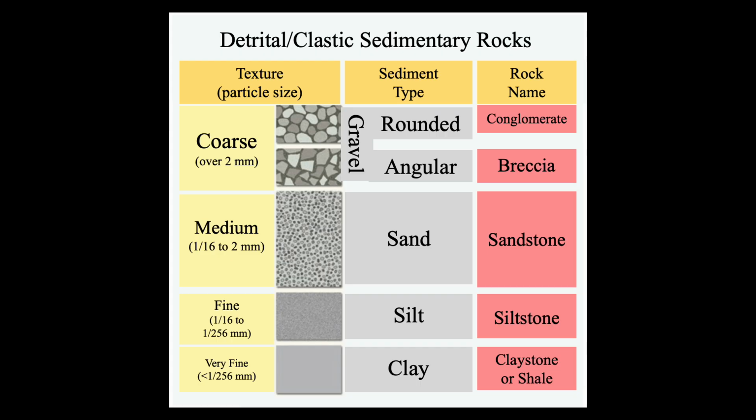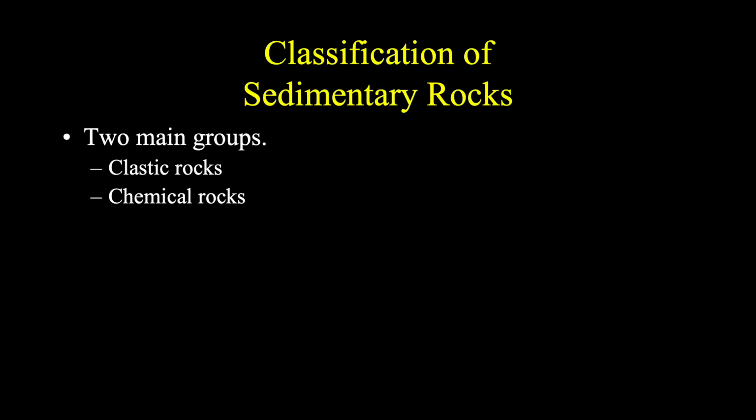So, these are the clastic rocks. Now we move on and discuss the chemical rocks. We further break down the chemical rocks according to their sources, inorganic versus biochemical, and their compositions. Note that some of these can originate through both inorganic and biological processes.